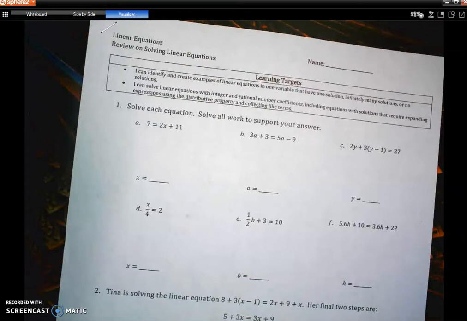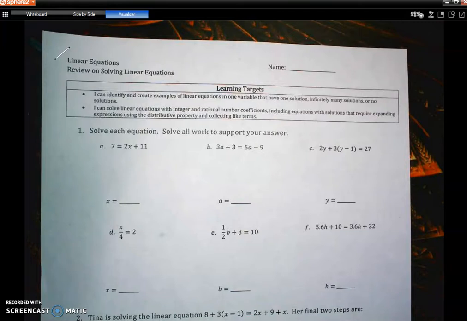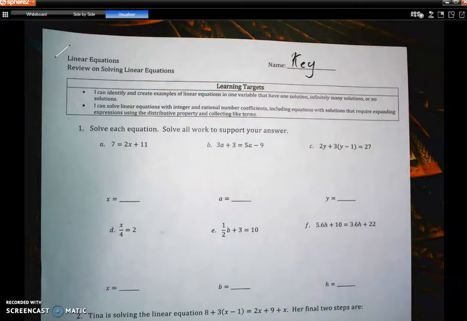We have a test coming up on solving linear equations, solving for that dreaded x. So I figured I'd make a study guide review on how to do it. So without further ado, I'm going to start working through these problems and you can check your work. So this is the answer key. And who knows, maybe I make a mistake, maybe I don't.